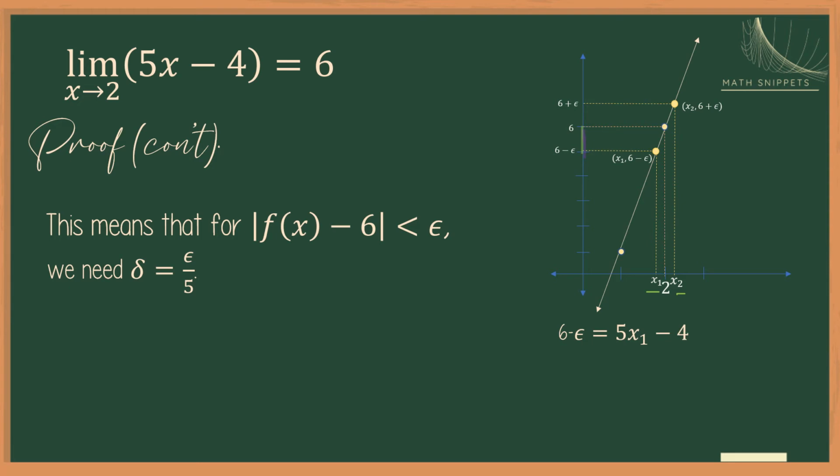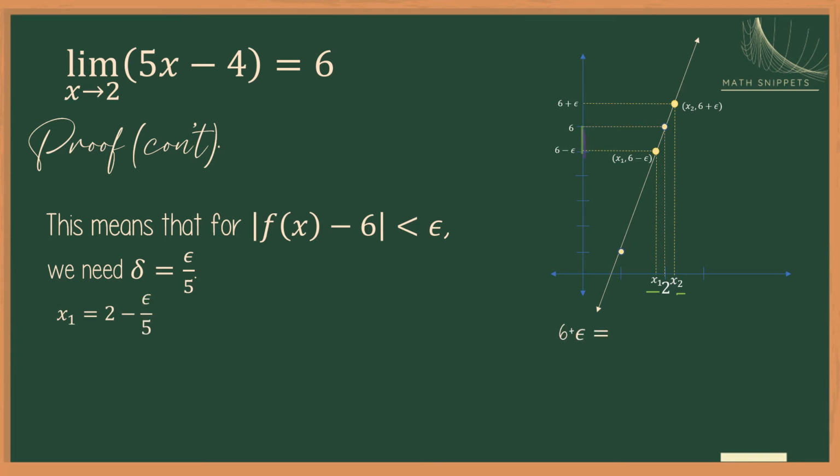Okay, so why do we have this? 6 minus epsilon is, okay, our function is 5x minus 4. So we substitute x sub 1 into 5x minus 4. It should get a corresponding y value of 6 minus epsilon because that's the point on the graph. So that's why we have this, and then we do some algebra, which gives us x sub 1 equals 2 minus epsilon over 5.